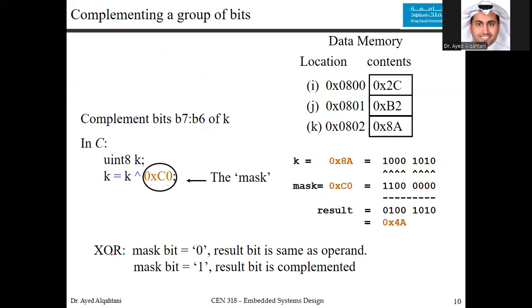For the XOR, or the bitwise XOR operand, if the mask bit is equal to 0, the result bit is the same as the operand. If it is 1, then the resulting bit is complemented.